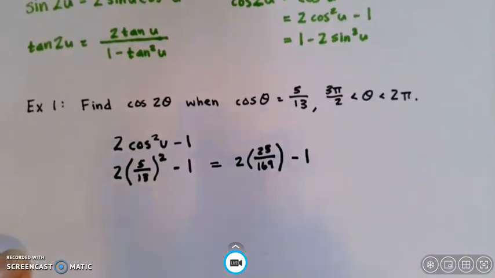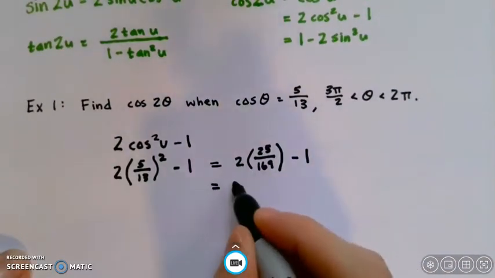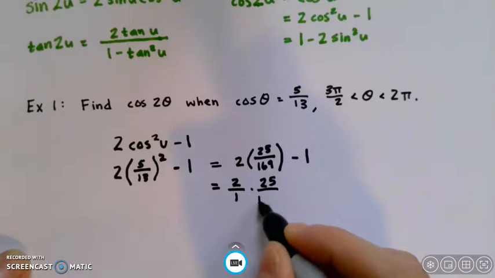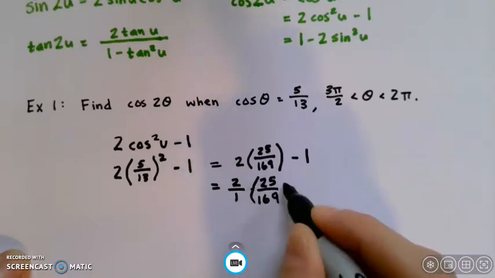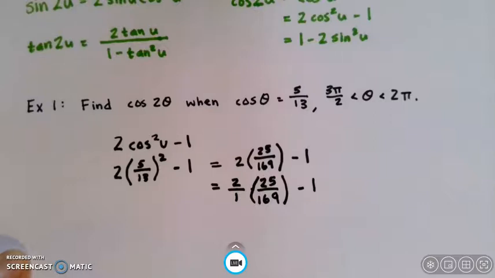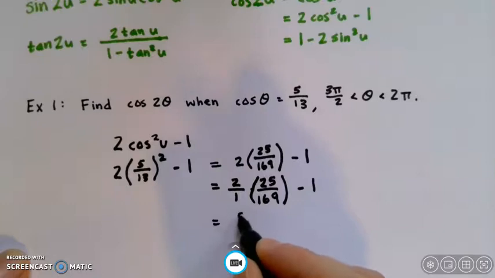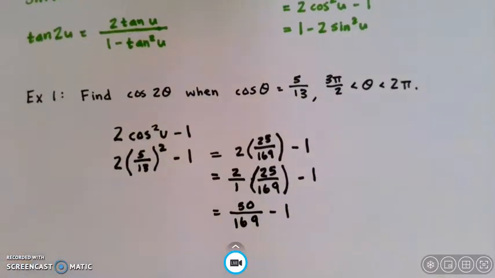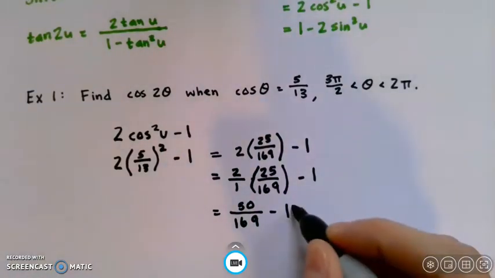So let's go ahead and continue to simplify. I'm just going to write 2 as 2 over 1. At this point, if you can simplify, you definitely want to. In this case, I can't cross simplify here. So I'm going to get 50 over 169 minus 1. So there's one more step I need to do, and that is to rewrite 1 with a common denominator as the first fraction. So I'm going to rewrite that as 169 over 169.